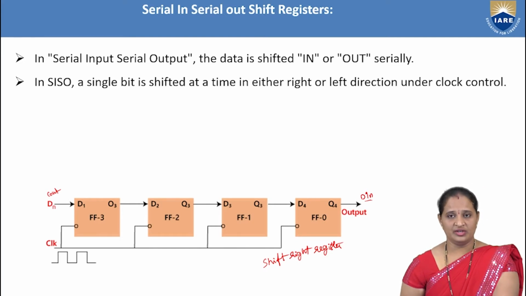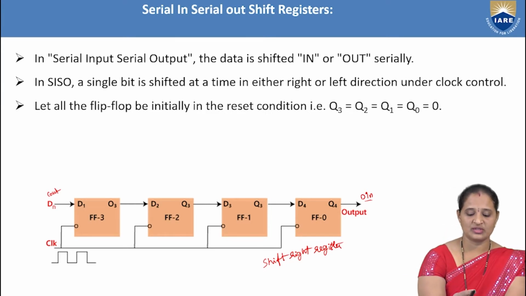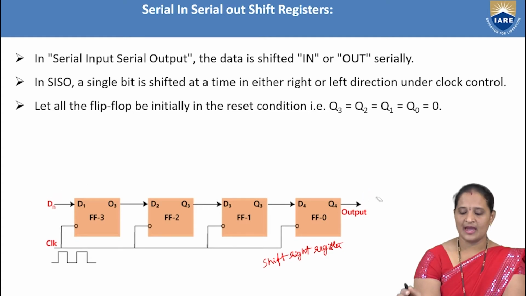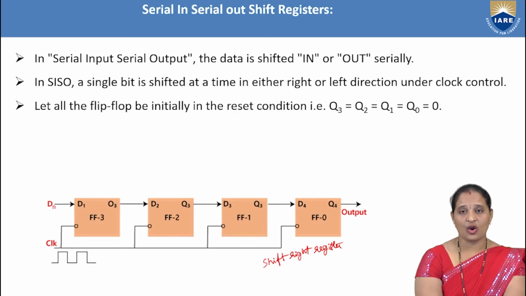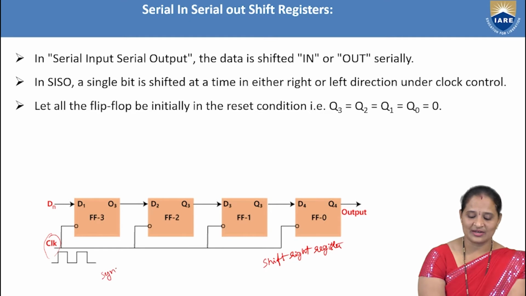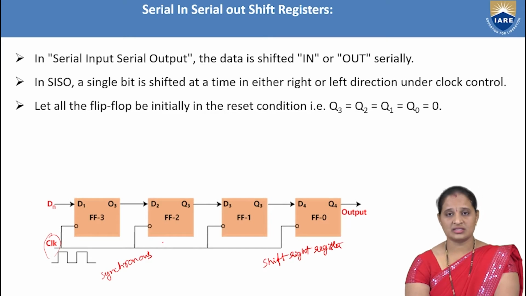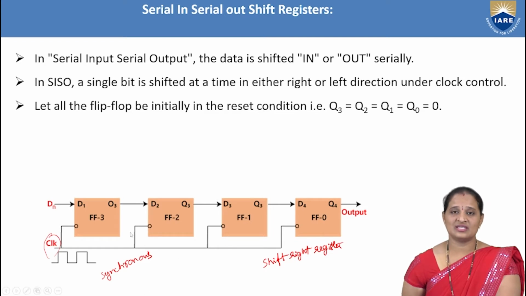So I have taken 4 D flip-flops, in which the data input is given to the leftmost flip-flop here, and the output is taken from the rightmost flip-flop. The clock inputs of all the flip-flops are connected to the same clock. That is why it is called synchronous. If all the flip-flops are connected with different clocks, then it is said to be an asynchronous register. But here it is synchronous. All the flip-flops are applied with the same clock. So this is an example of a synchronous sequential circuit.